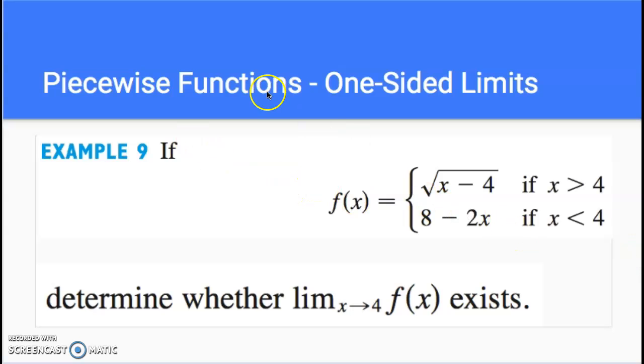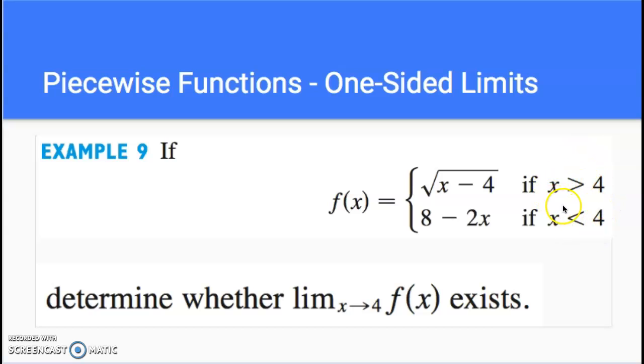Evaluating the limit of a piecewise function, you want to pay attention to this side over here. This tells you what's happening to the right of 4 and to the left of 4. And that's what we care about when we're evaluating limits: what happens to the right and what happens to the left.